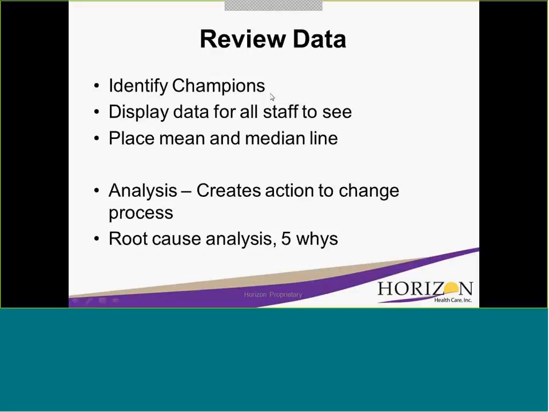So when we review the data, we can identify champions and try to mirror the champions and help identify trends in the lower performers and help them improve upon that. I want to display data for all staff to see, and then again place the mean and median line. So when we have that data, we can actually use it to create action and change process.